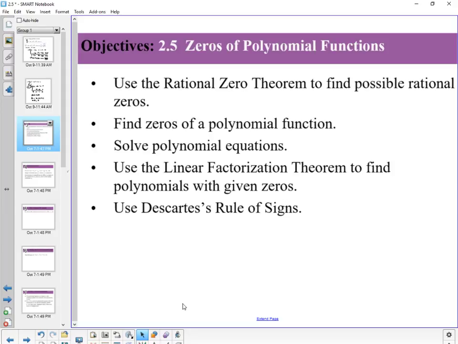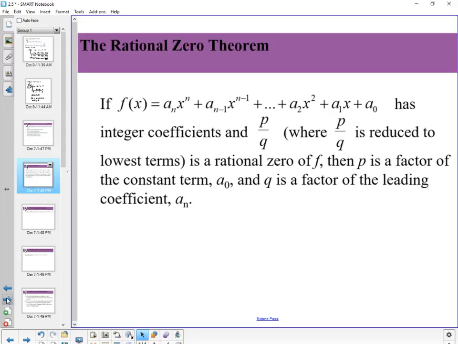All right, let's do this. This is the rational zero theorem. It says, if f of x is equal to a sub n times x to the n power plus a sub n minus 1 times x to the n minus 1 power plus dot dot dot plus a sub 2 times x squared plus a sub 1 times x to the first power plus a sub 0, it has integer coefficients, then p over q, where p over q is reduced to lowest terms, is a rational zero of f. And p is a factor of the constant term, a sub 0, and q is a factor of the lead coefficient, a sub n.